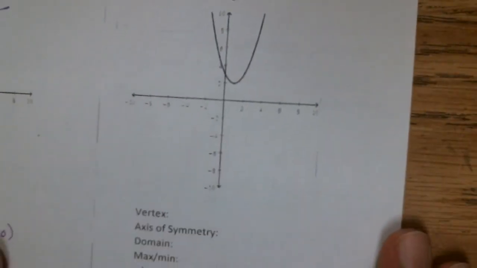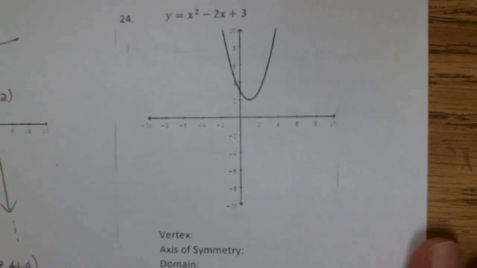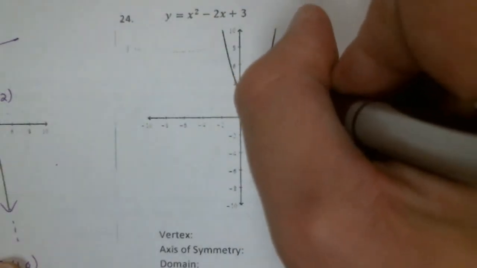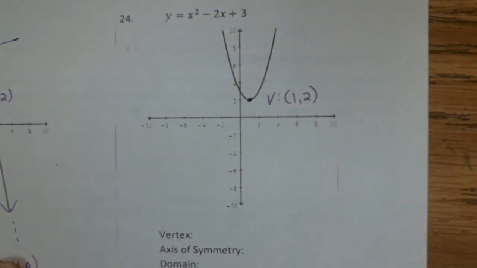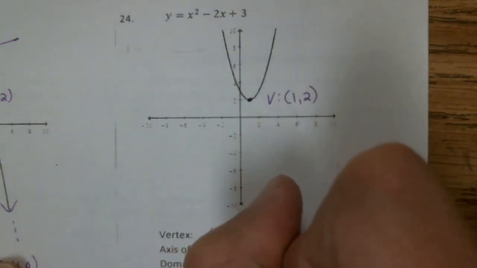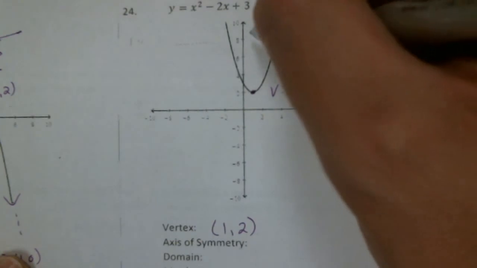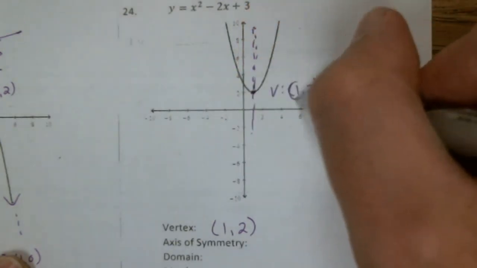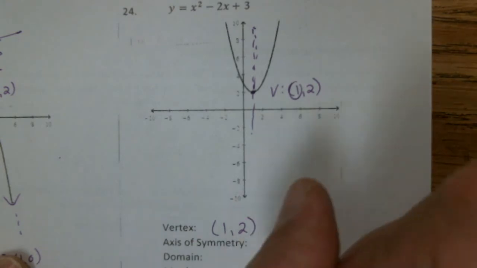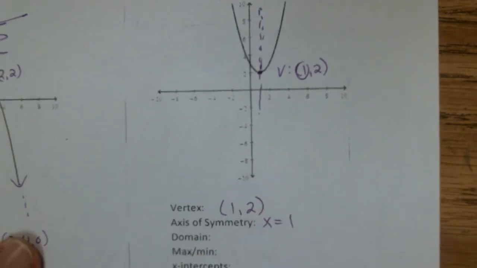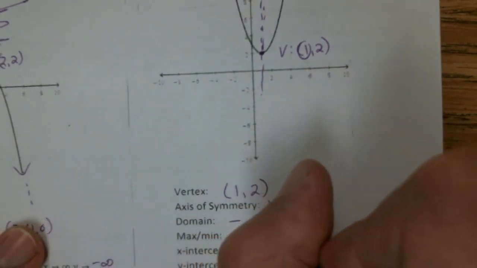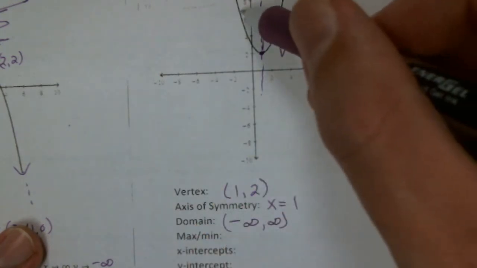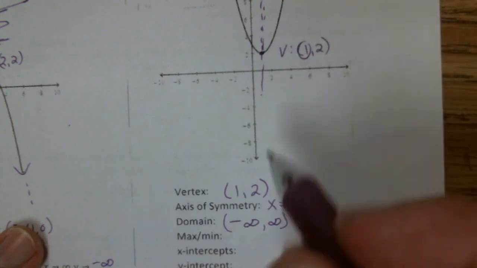Okay, last one here. What is the vertex? Okay, that's that spot right there. Vertex is going to be 1, 2. Okay, my axis of symmetry is this vertical line that passes through the x-coordinate of the vertex. So it's going to be x equals 1. Domain is what? It's always negative infinity to infinity every single time. This is a min. My roller coaster comes down and hits a low point. That's a minimum.